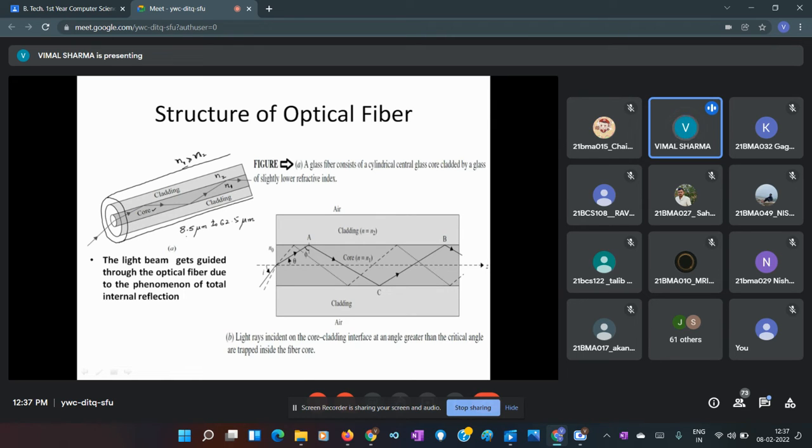And the outer part, the cladding, also has diameter in this range, in micrometers. It is greater than this, and the diameter of the cladding is of the order of 125 micrometer. And the sheath will be outside this. We need not know what the diameter of the sheath is.